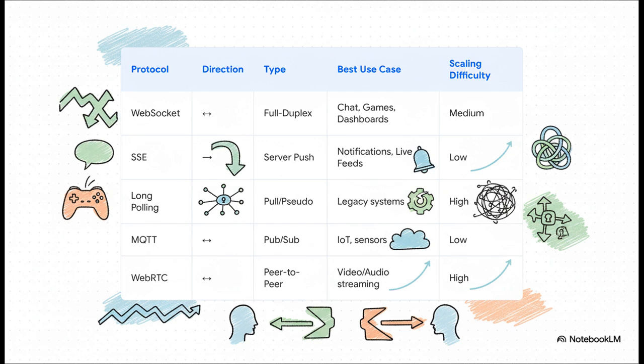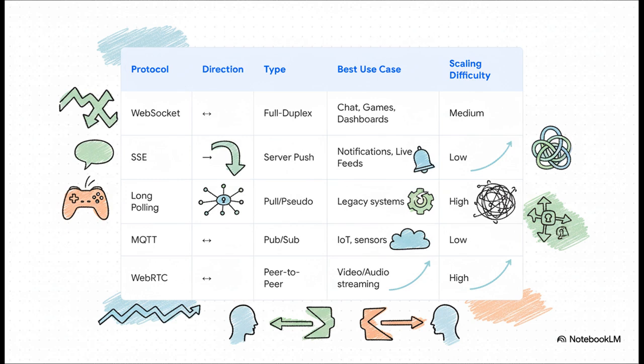Look at WebSocket at the top. It's two-way, perfect for chat and games, but look at that scaling difficulty, medium. Why? Because you're holding a live open connection for every single user, and that can get really resource hungry. Now contrast that with SSE right below. It's one way, awesome for notifications, and scaling is low. It's so much simpler because you're just pushing data out.